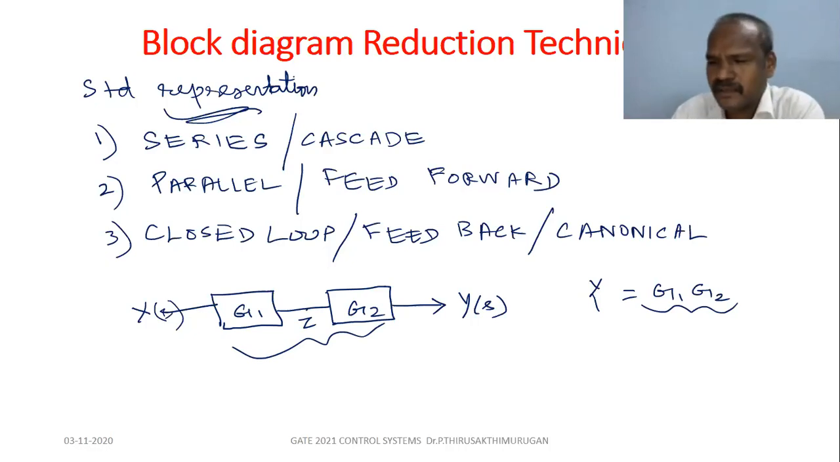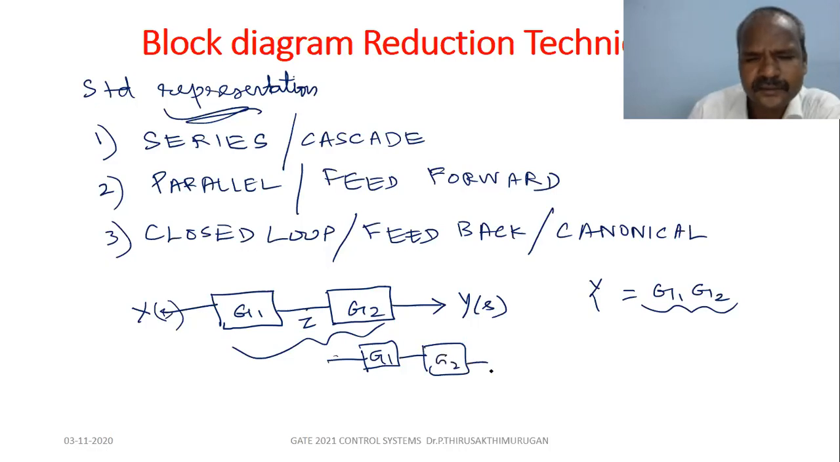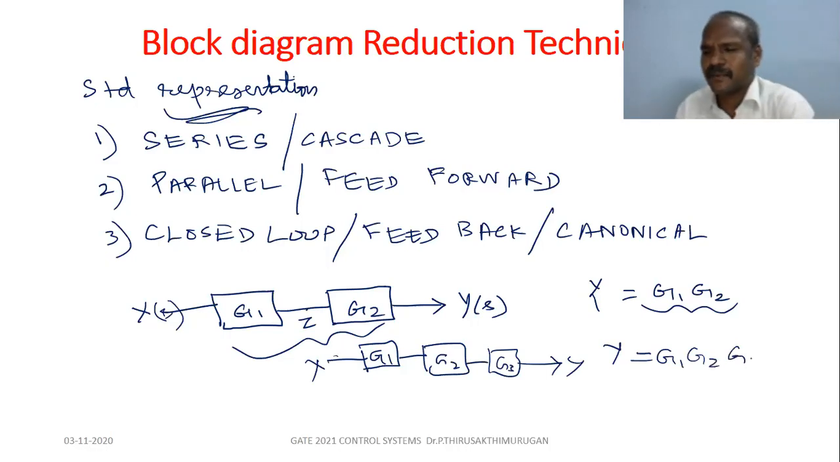These are the two ways of cascading the equation. Not only two, you can also have three blocks: G1, G2, G3, with input X and output Y. So what is the net gain? G1 into G2 into G3. So this is the representation.